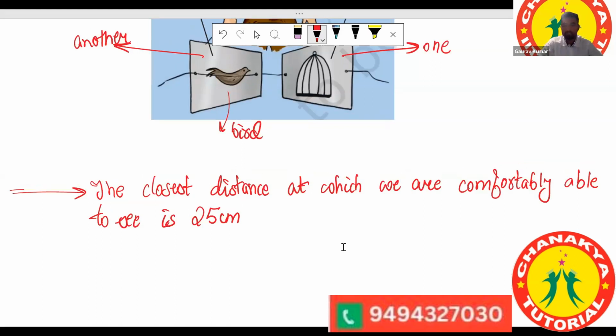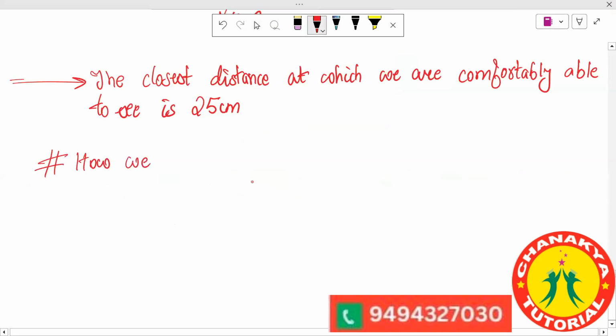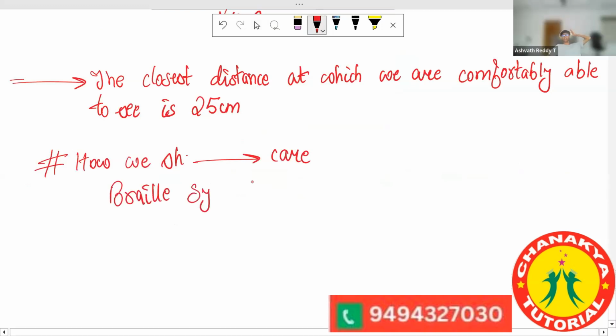Further, I have given you two homework assignments. First is how we should take care of our eyes, and second is the brain system. Very good, Sriram. Yes, you can leave.